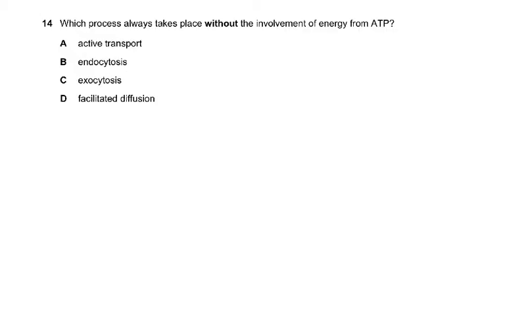Now, question number 14. Which process always takes place without the involvement of energy from ATP? Active transport, endocytosis, all active. It's only D, which is facilitated diffusion. Diffusion, facilitated diffusion, and osmosis are all passive processes, they do not require ATP. These three require ATP: active transport, endocytosis, and exocytosis.